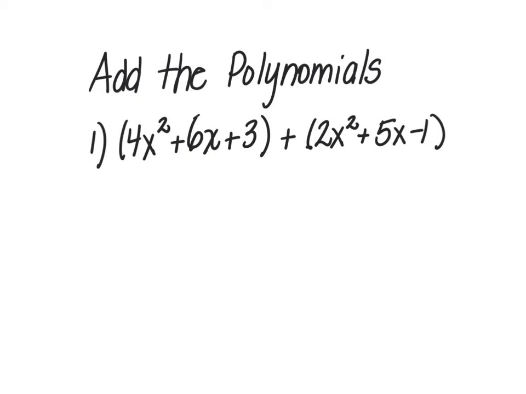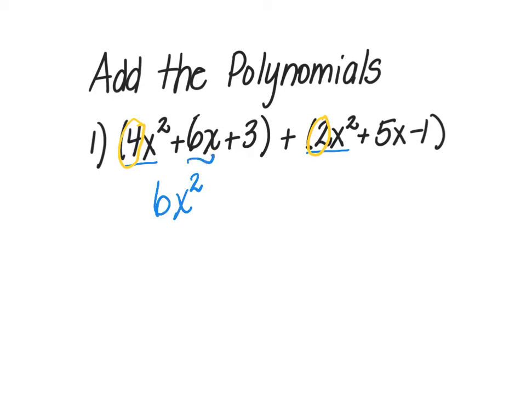So our first example is 4x squared plus 6x plus 3 and 2x squared plus 5x minus 1. So my like terms, I've got 4x squared and 2x squared. These are like terms because they're both x to the second power. That's what makes them like. So I'm only going to add the coefficients together. So 4 plus 2 is 6, and then the x squared part doesn't change. Then I can move on to my next terms.